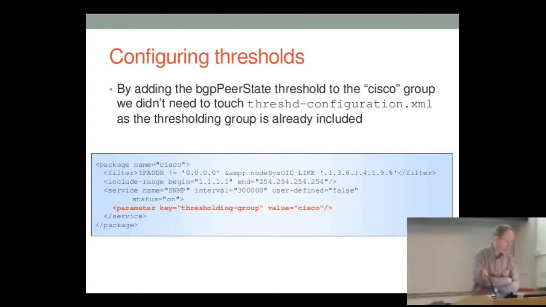And the next thing was to set, when we configure, if I just go back here, the group name Cisco, because that's already configured in the product. So in the data collection part, in the ThreshD configuration, there's already an entry in there for Cisco, so we didn't have to change that either. So that was already done, which was fantastic.